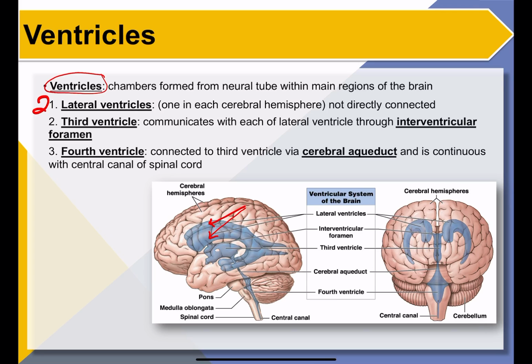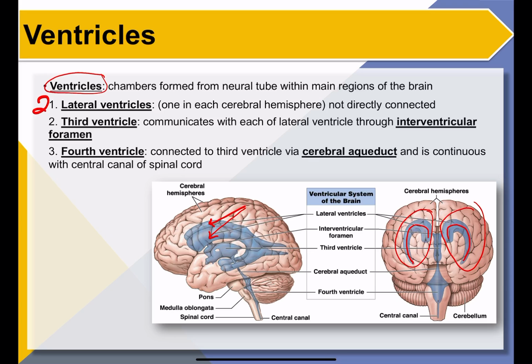Now, they don't have a direct tube that connects them to each other until they get to the 3rd ventricle. So they're sitting separately like this. I always thought of it looking like a goat's horn or something, but one sits in the right hemisphere and one sits in the left hemisphere.